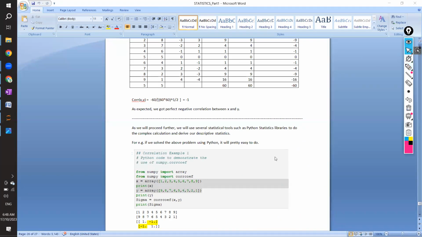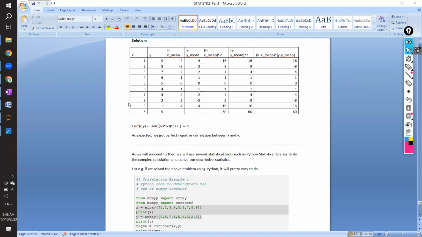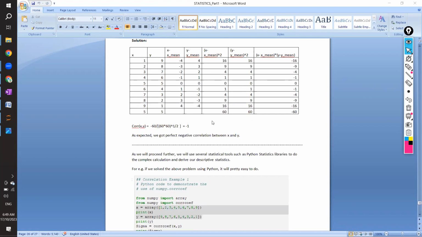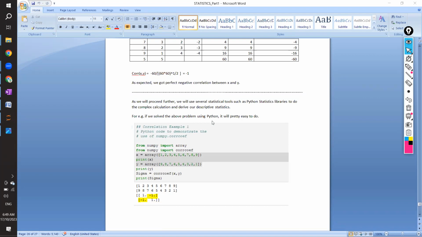Yesterday we have seen SciPy, so that's the reason I have mentioned it. Now, we have done all this manually. But if you don't want to do this manually, no problem. We directly have a formula.